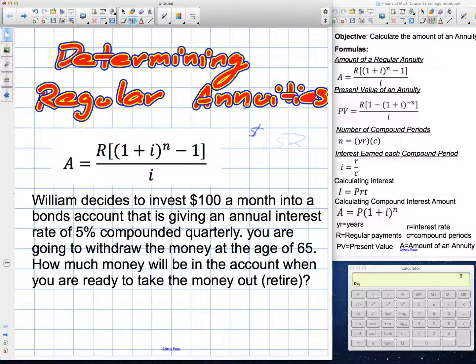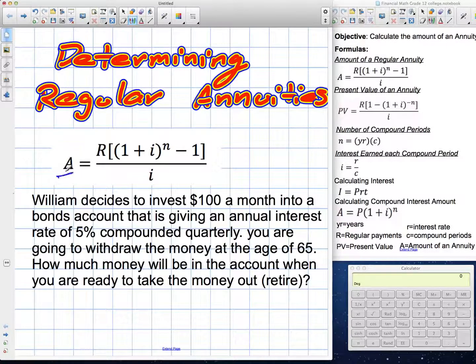This type of account, which is called an annuity, is where you're going to regularly put money into the account. So every single month you're going to put $100 into this account, as well as gain interest on the money that is in the account. So these types of accounts build very quickly.